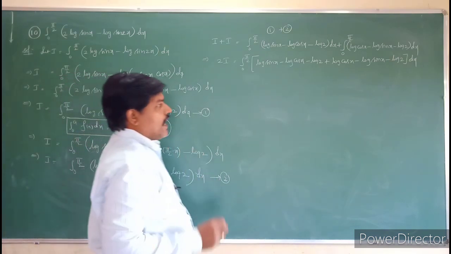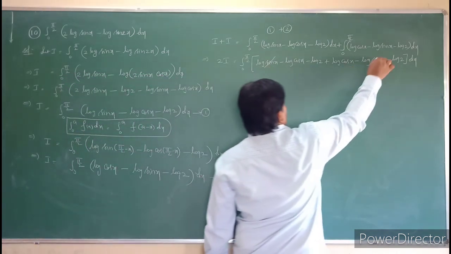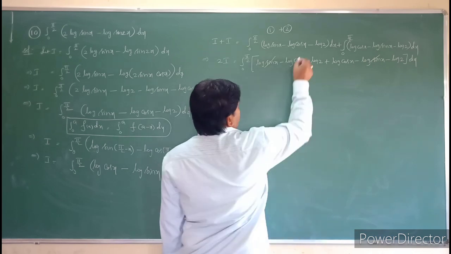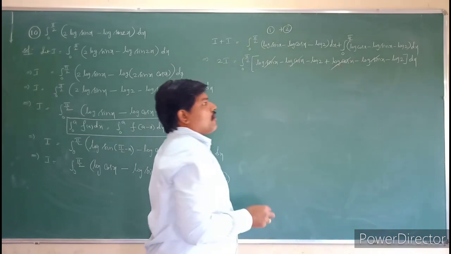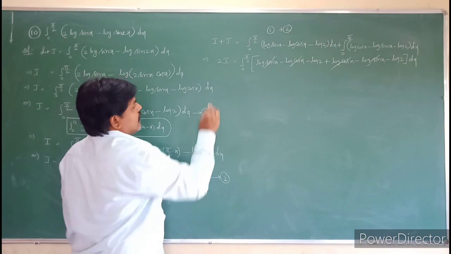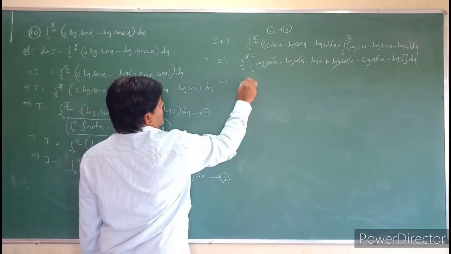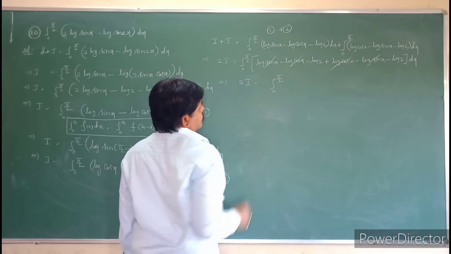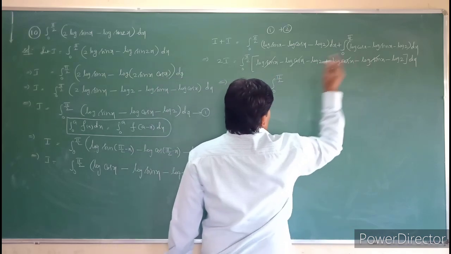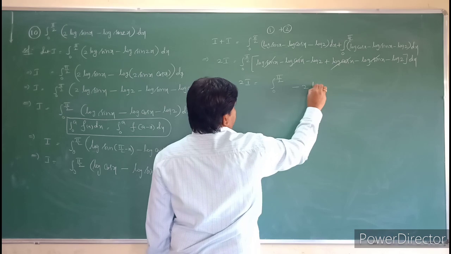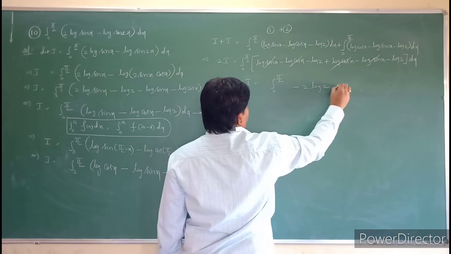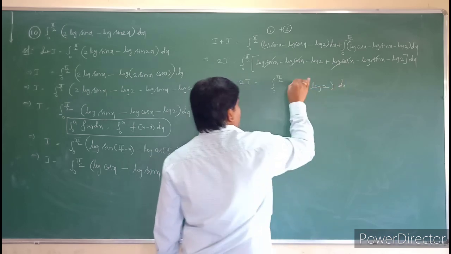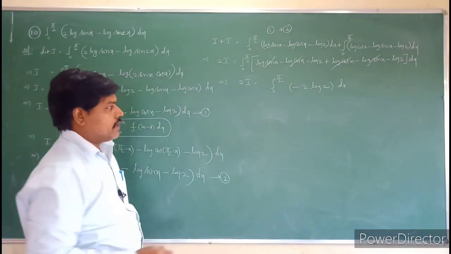So what terms will cancel here? Log of sin x will be cancelled, and minus log of cos x plus log of cos x will be cancelled. So that implies 2I is equal to the integral from 0 to pi by 2 of minus log 2 minus log 2. It will become minus 2 log 2 into dx.